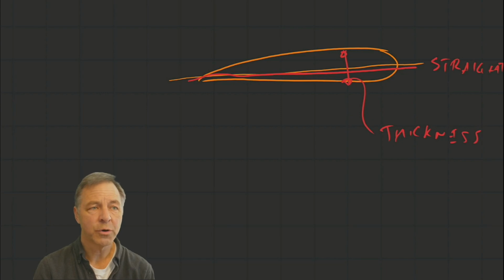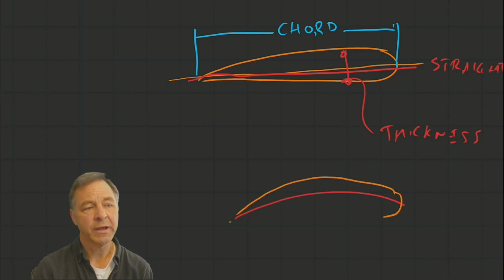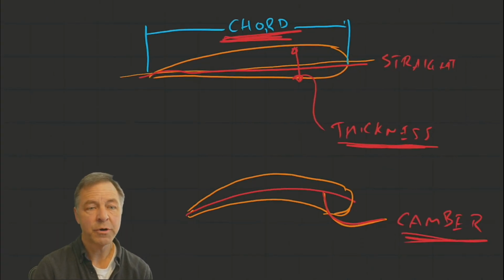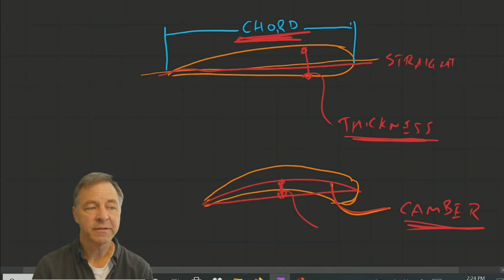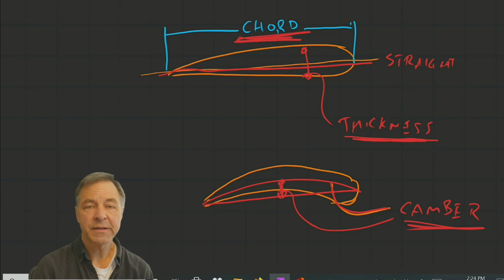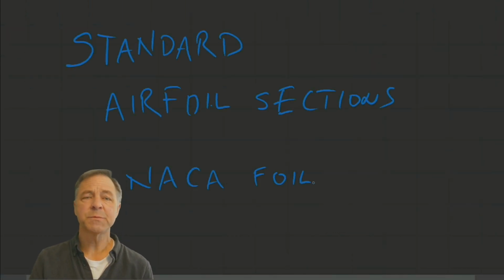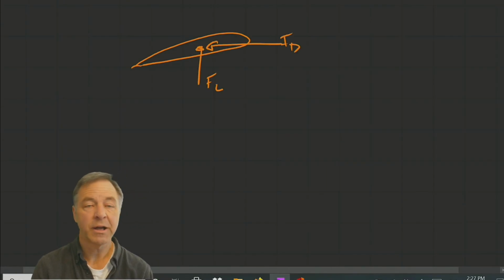A straight chord or a straight center line and a thickness are key things that we look at. And the chord is the length of the wing. We could also have a curved one, which would be a wing that has camber. And so those are key parameters: chord, thickness, and camber. Camber is defined by the height of that curvature, and that's usually a percentage number of the chord. So let's look at some standard airfoil sections because they're quite cool and easily analyzed.